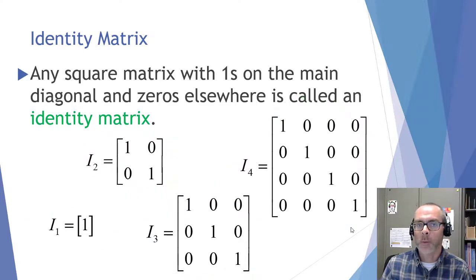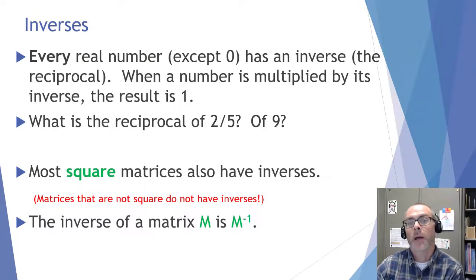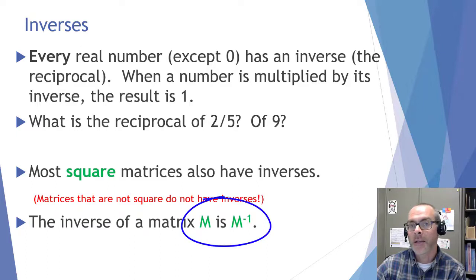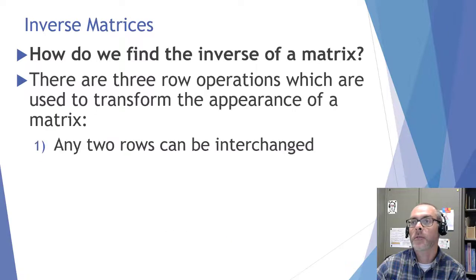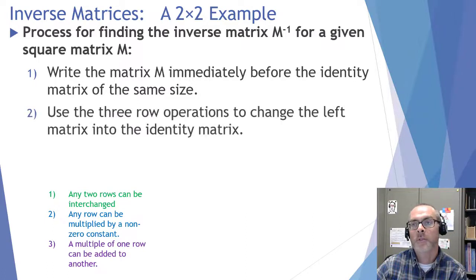When we multiply a square matrix by the identity of the same size, we're left with the original matrix. And we saw that like the real numbers, most matrices have an inverse that we can multiply by to get back to the identity matrix of the correct size, and that is the inverse. And so we have a process for finding the inverse. We always write our original matrix right before the identity matrix of the same size.